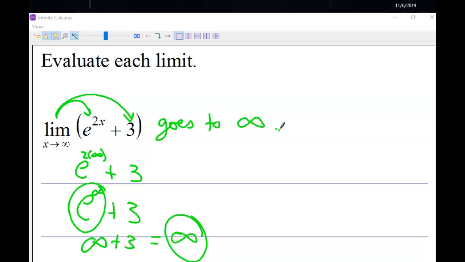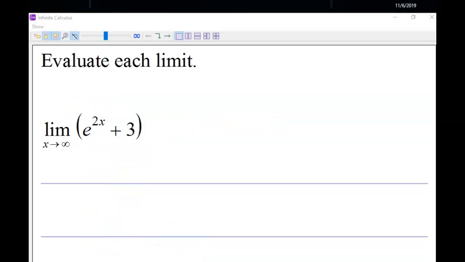A lot of our answers are going to be infinity today, but you got to watch out because it could be negative infinity. Some of them might trick us and turn out to be 0, or maybe even some other number, but a lot of them are going to be infinity today. All right, let's go ahead and do another one.